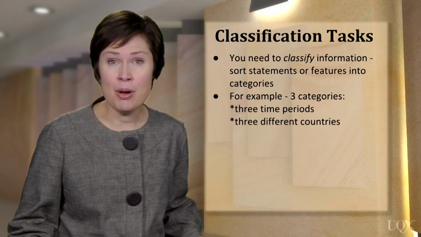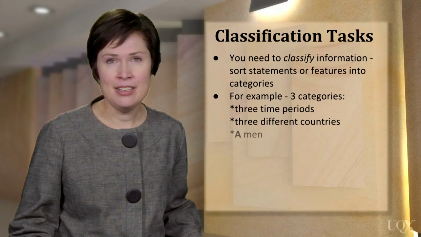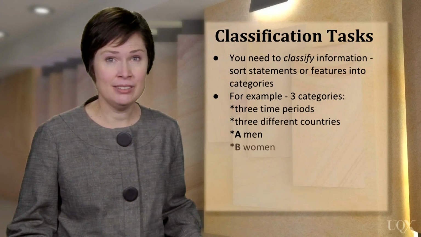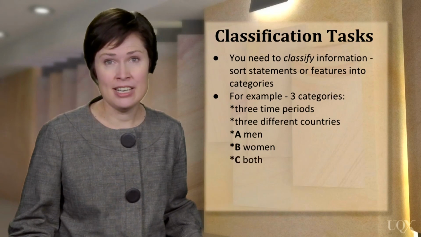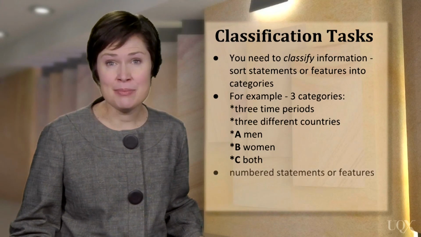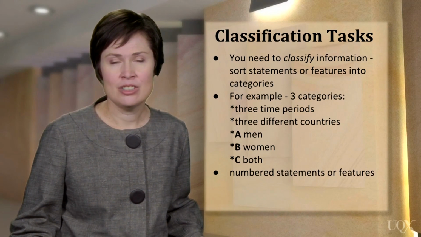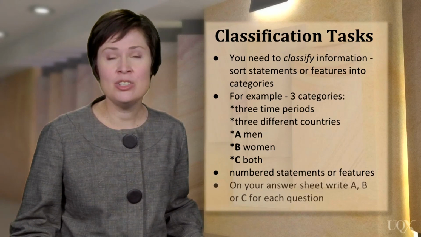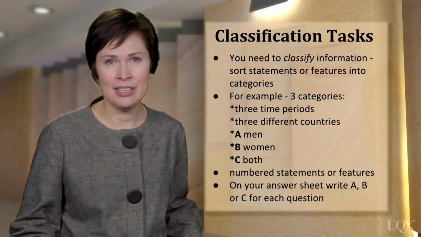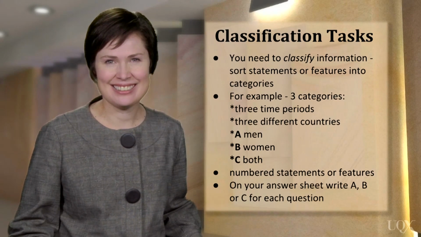Sometimes there is a both or neither category. For example, A, men, B, women, C, both men and women. You're also given several numbered statements or features. Each category is given a letter, so on your answer sheet you need to write a letter, A, B or C. Let's take a look at a classification task.